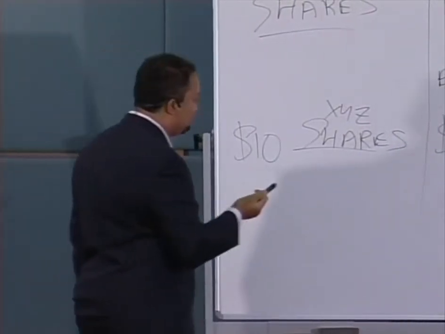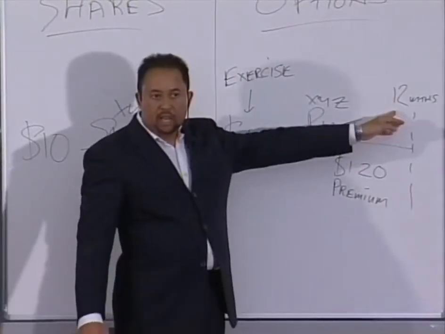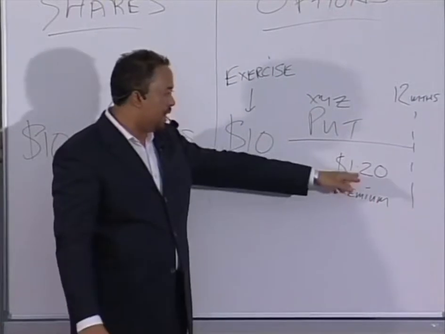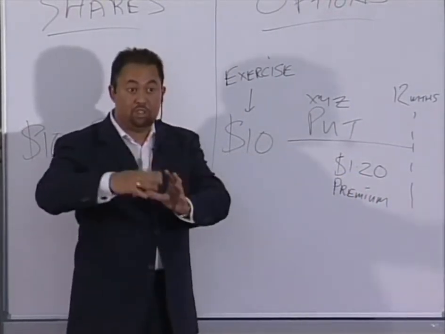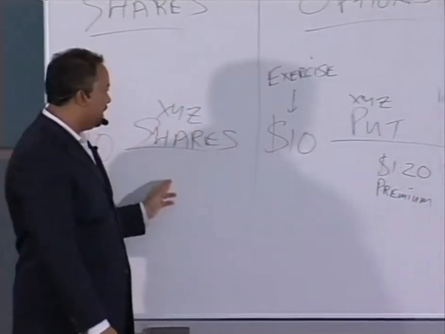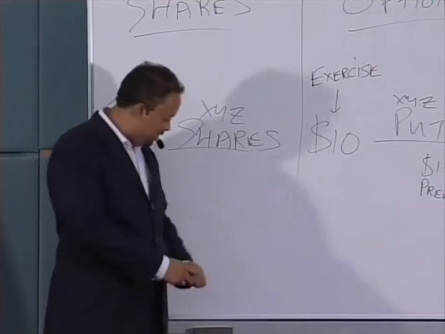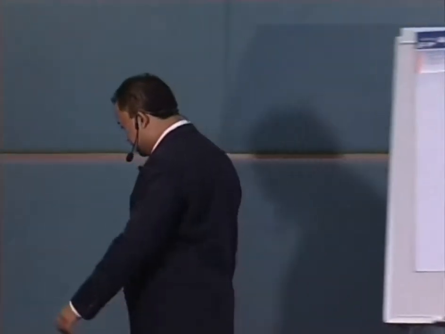Now, what we're saying here is we've purchased a put option that is valid for 12 months. In other words, in 12 months' time, it will expire. We paid only $1.20 for it, but it actually gives us the privilege, the right, to sell these shares for $10. Okay, now just to role play this, I'm going to show you something.